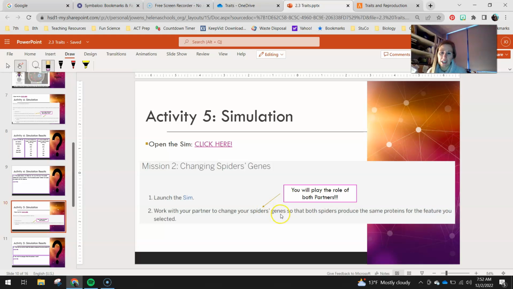Changing the spider's genes. You will play the role of both partners again. So work with your partner to change your spider's genes so that both spiders produce the same protein. You can either make your one spider that only has one type of protein produce two, or you can make your two-protein spider make only one. So that's your goal there.